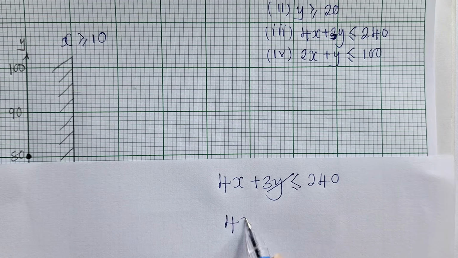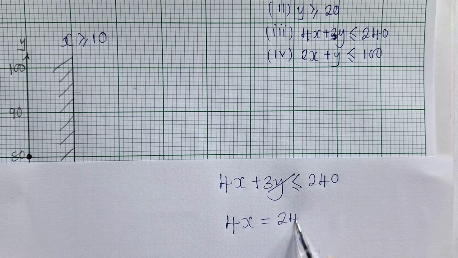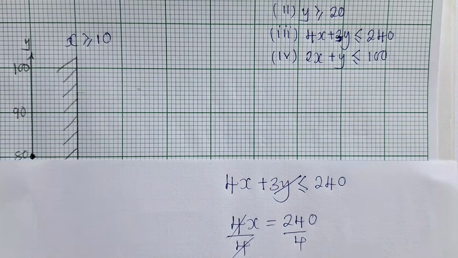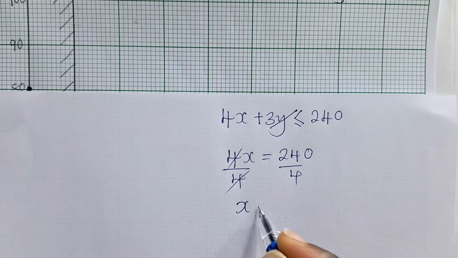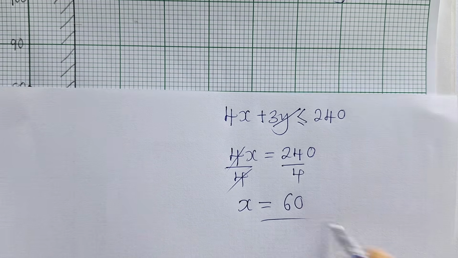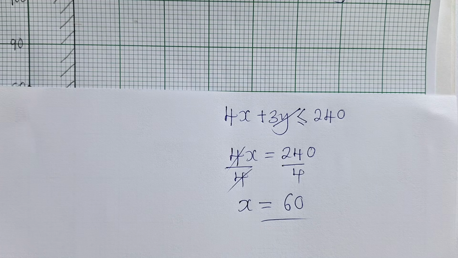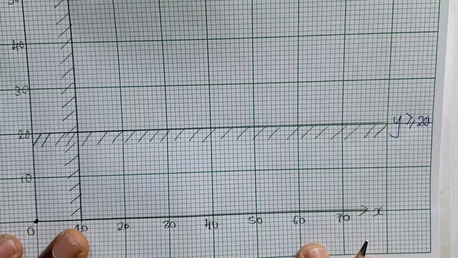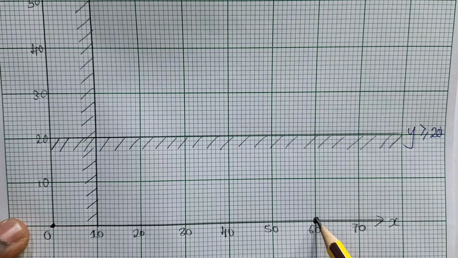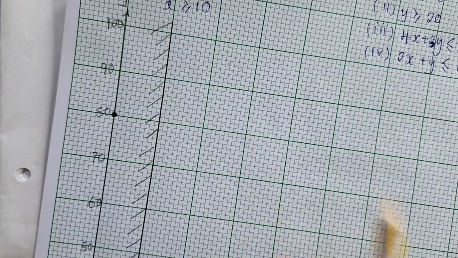We shall say 4x is equal to 240. Divide by 4, this and this will go. So we shall have x is equal to, when we divide by 4, it's giving us a 60. So it's passing at 60 on the x-axis. So we check where 60 is. It's right over here. This is where 60 is. So this inequality is passing here at 60 and here at 80.